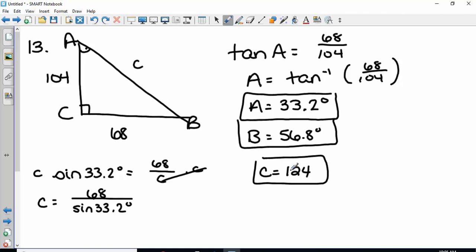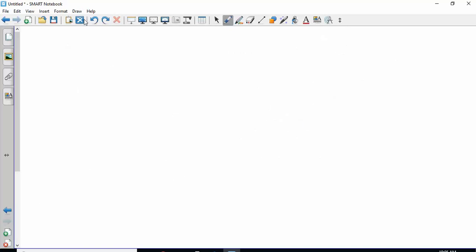Okay, let's talk about 16 through 19. I can promise you there will be a section on your test like this, and I'm expecting certain work when you go through these.